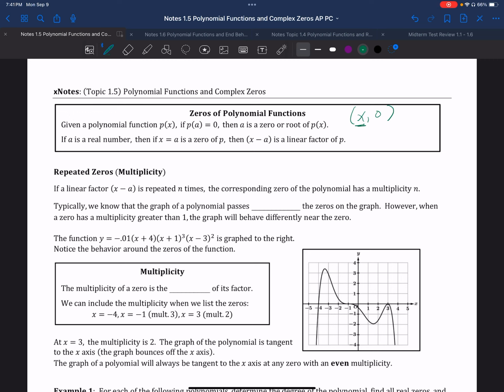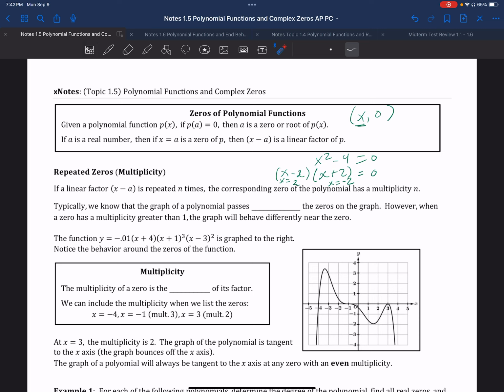We are used to seeing linear factors. We probably just didn't call them linear factors, but for example, if I have x squared minus 4 equals 0, then that can be factored into two linear factors, x minus 2 and x plus 2. Again, set it equal to 0, and then you solve them and say x equals positive 2 and x equals negative 2 are my zeros. So this is kind of what we're talking about today.